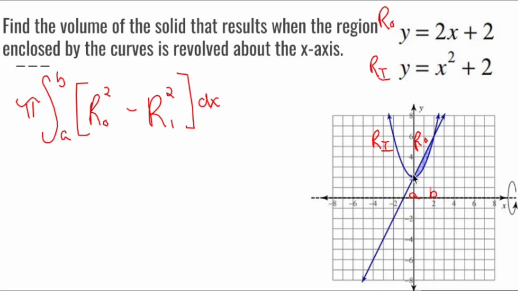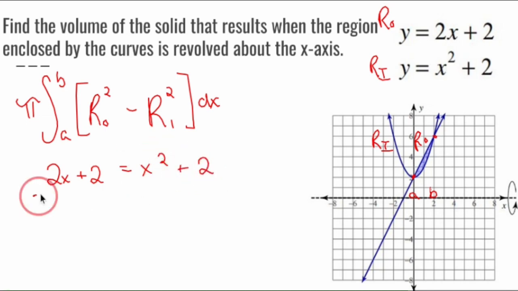Well, in order to find the x values that these guys intercept, I have to solve the system of equations. So just like you would do with a regular system of equations, I'm going to use substitution. It's y equals this and y equals that. So set 2x plus 2 equal to x squared plus 2.